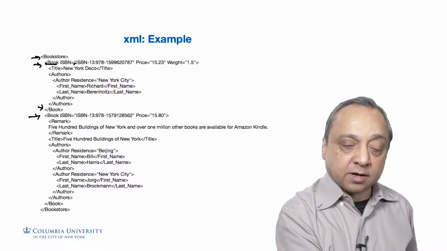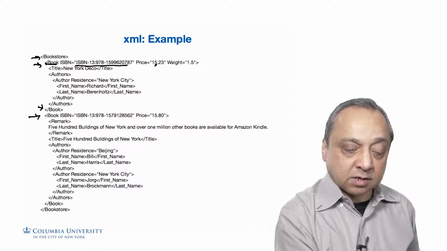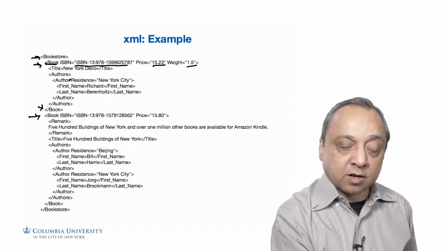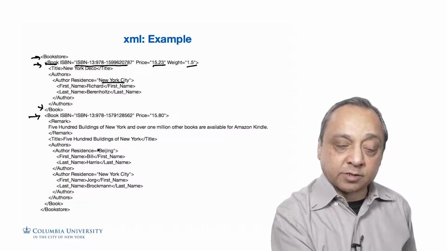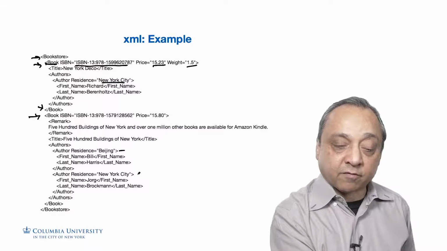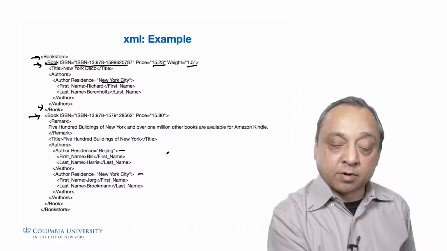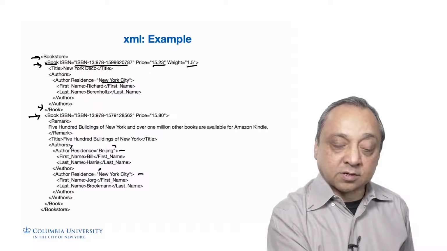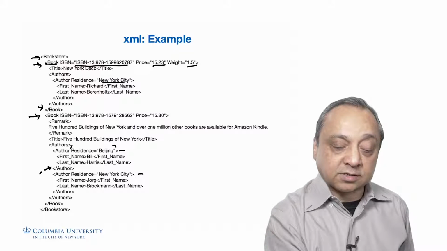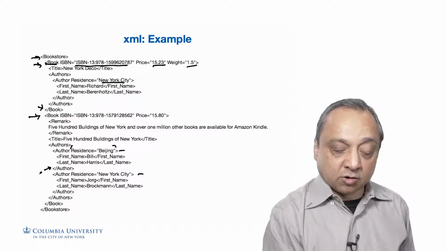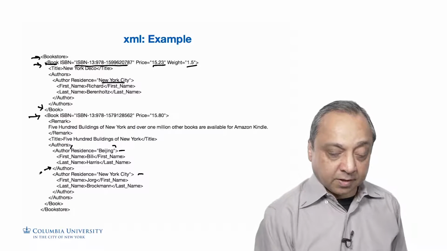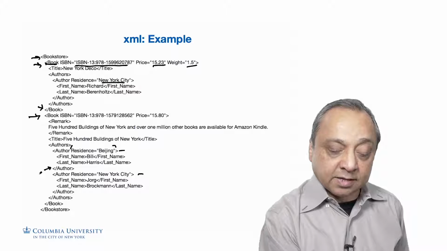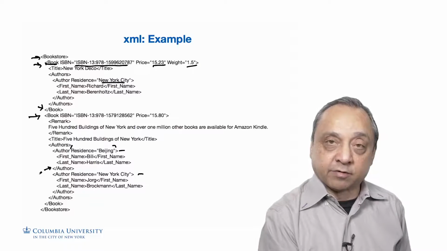That's the root. It has two sub-elements, a book and a book. Each sub-element has an open element book and a close element /book. For the book element, we have a bunch of attributes, and the attributes are ISBN number, price, weight, etc. We can go down here, author, for example. Authors have an author residence, New York City, an author residence, Beijing, author residence, New York City, all that kind of stuff, right? As you can see, there's an open tag. The open tag contains the attributes, and the closed tag doesn't contain any attributes, which makes sense.